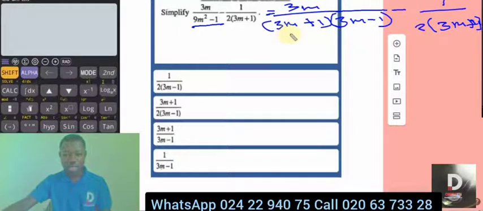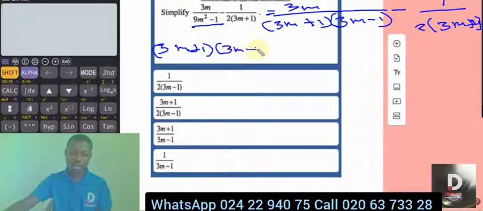Now, check left and right. What do you see? Left and right. Yes. You see that 3m plus 1 is also here. 3m plus 1. So it's common. So it becomes the LCM. You pick it. You understand it? You pick it. This one too is here. Then 2. So you're going to multiply them. So the LCM is 3m plus 1, 3m minus 1, and 2. Yes, because they are all different factors, so you multiply them.